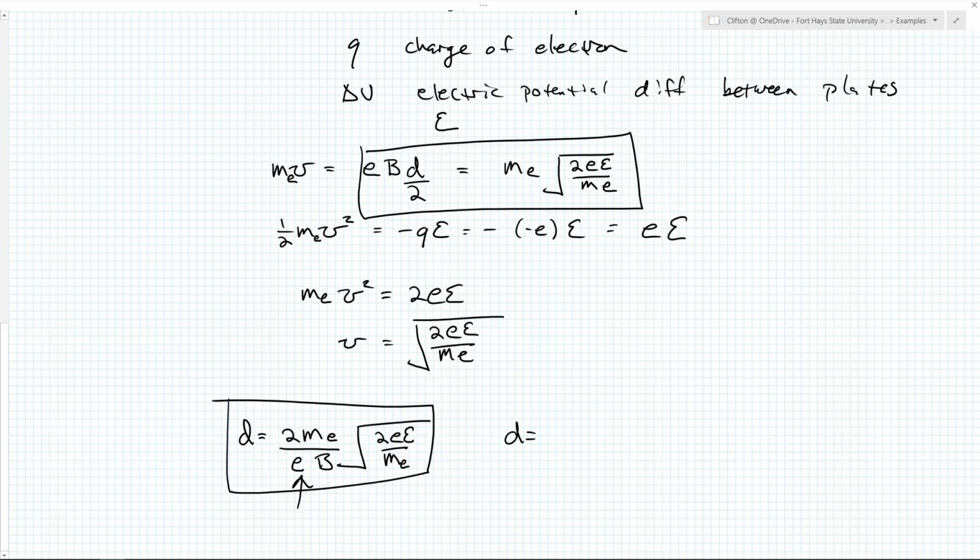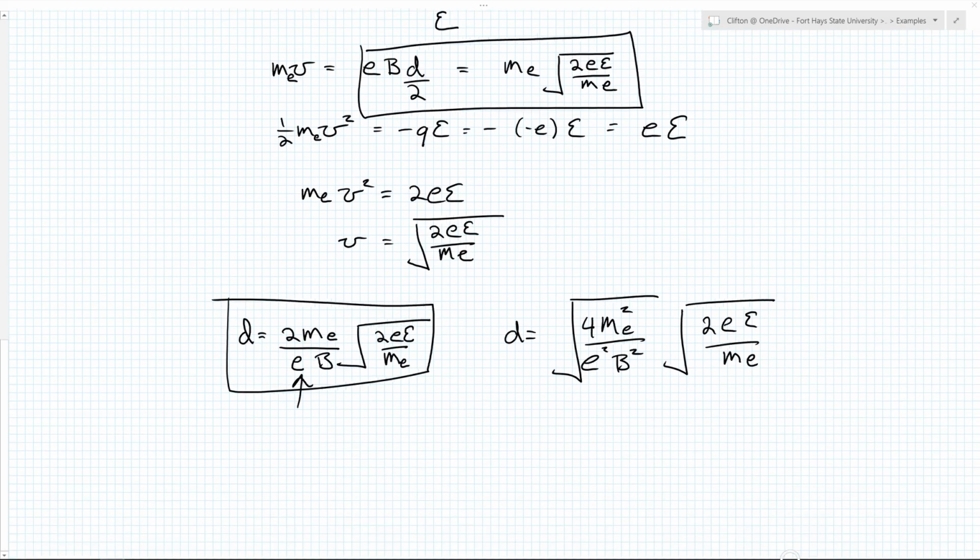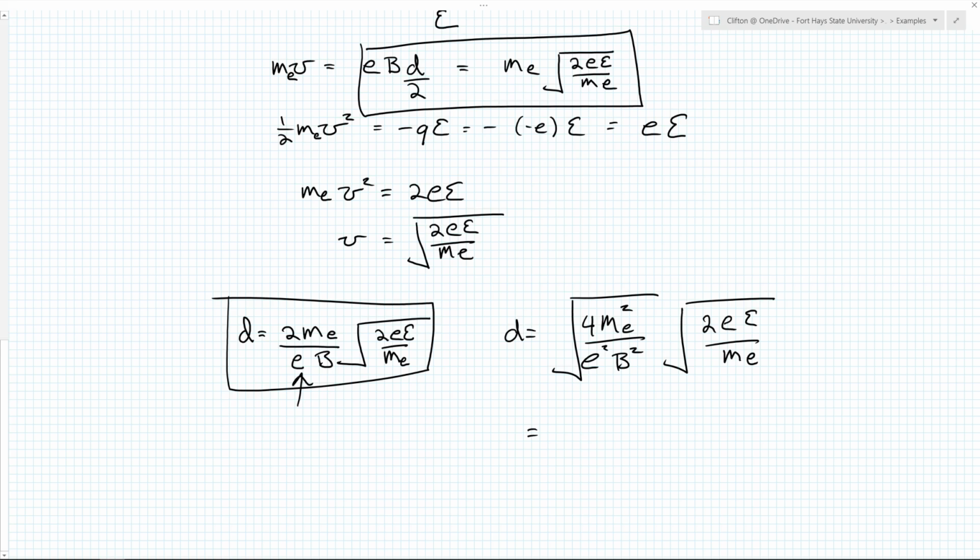So if I do that in all of the steps, this would be a 4 m_e squared over e squared B squared. Now I can put that underneath the square root. And if I have two square roots multiplied by each other, I can put them together underneath one square root. And now I can start canceling stuff that's in the numerator and the denominator. So I've got a 4 and a 2 in the numerator, so I'm going to have an 8 up there. I've got a mass squared in the numerator and 1 in the denominator, so that'll be the mass.